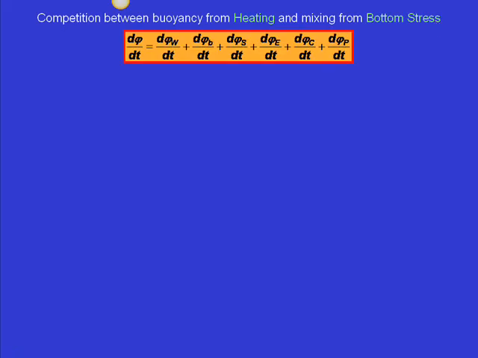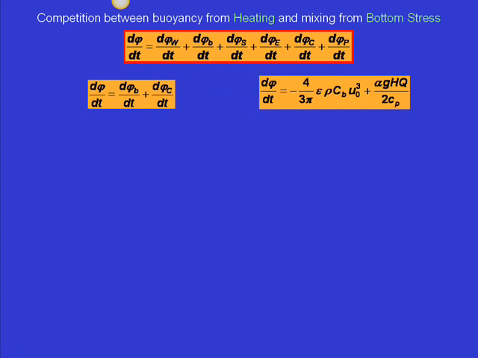So if we take the full expression, which of those are we looking at now? The stratifying agent from heating, which one was it? We called heating this one, I think, and the destratifying from bottom stress, which is this one. So this is the destratifying power, or the mixing power from bottom stress, and this is the stratifying power from heating. Right, so we're looking at this balance.